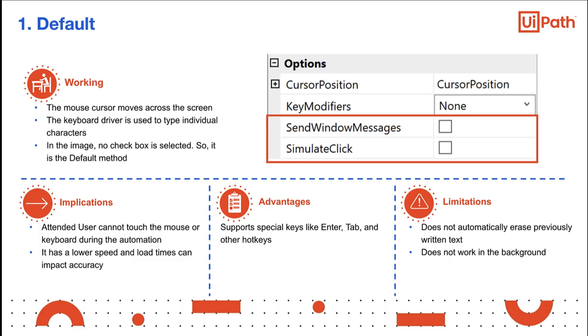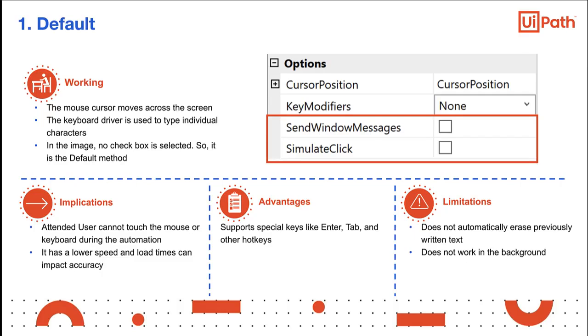Now let's talk about each of the input methods in detail. Each input action lets the user switch between the three methods. The Simulate Window Messages and Send Window Messages can be chosen by checking the corresponding boxes from the Properties panel. If none of the two boxes is checked, the default input method is used.